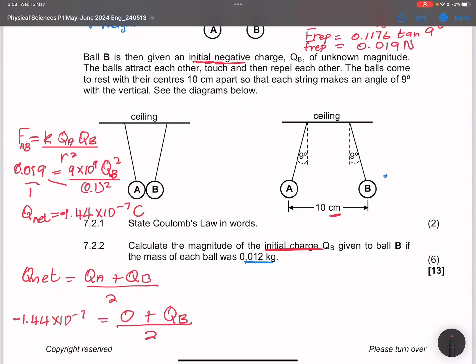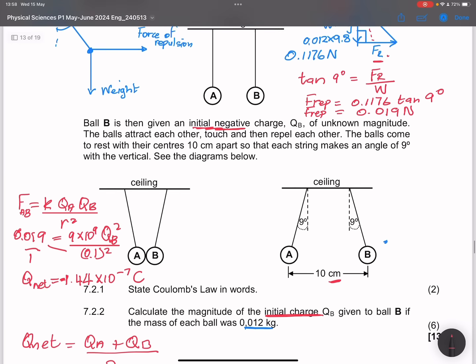And ladies and gents, if we do our gymnastics, that's over 1. So therefore the charge on B would be equal to twice that amount of charge. That would be negative 2.88 times 10 to the negative 7 coulombs. I hope that makes perfect sense, ladies and gents. And essentially, that is how you would answer that question.